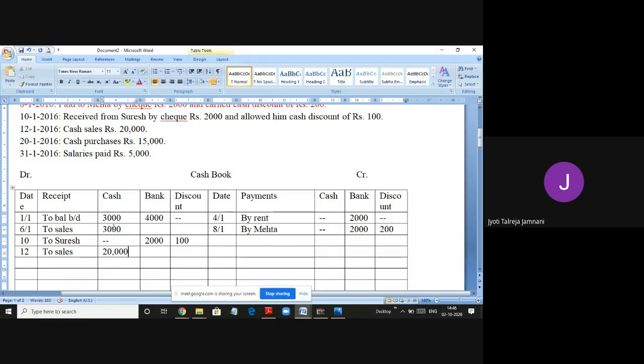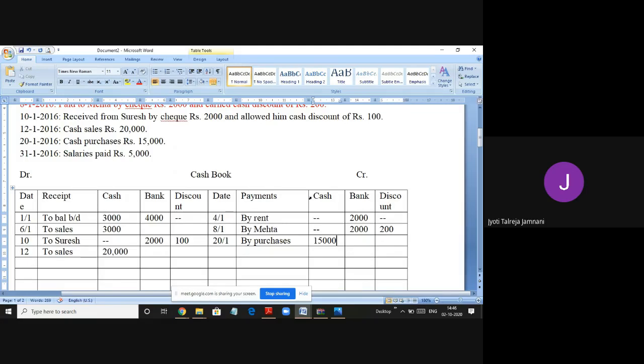Now the next one, 20th January, cash purchases rupees 15,000. So when you purchase, what do you do? You make payment. I have purchased goods and I have to pay money now. So on the payment side, I will write by purchases. Why are we paying? Because we have purchased goods. And it is cash purchases. So in the cash column, 15,000 rupees you're going to pay.